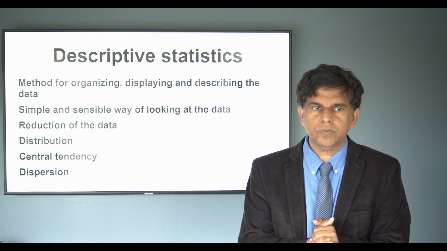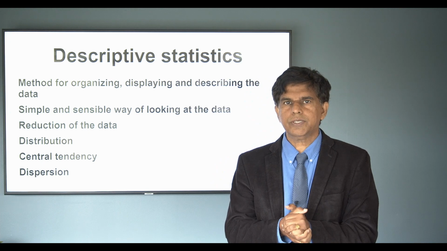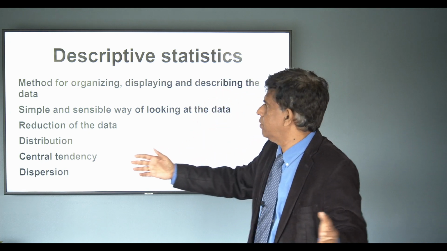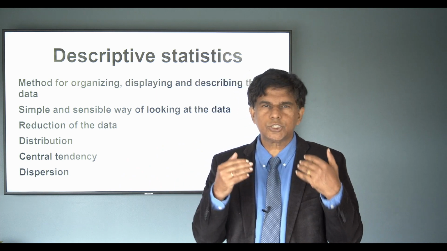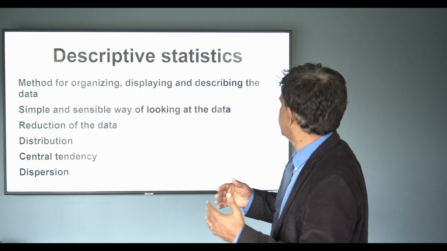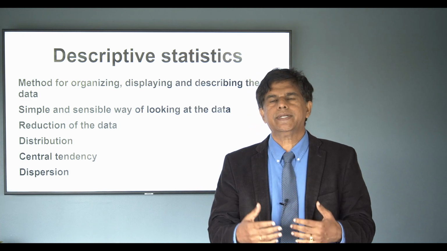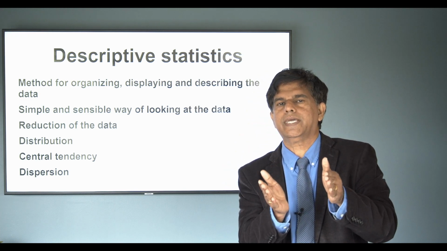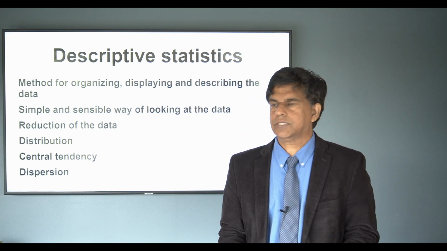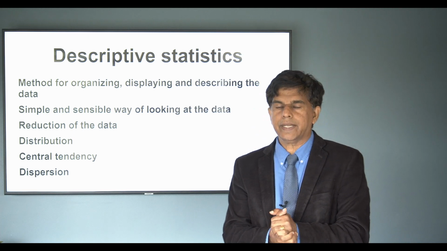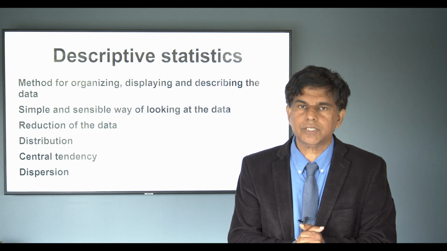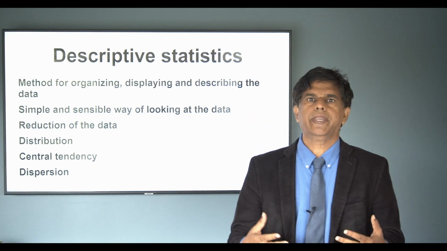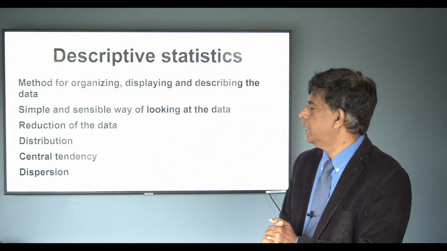When you talk about descriptive statistics, you're taking a large data set and making it very simple. You're organizing it, displaying it, and making it easier for people to understand. When you have a large data set, you're summarizing it into a small table. This is descriptive statistics. You're reducing the data, meaning you're reducing a large data set into small numbers so people can understand it much better.